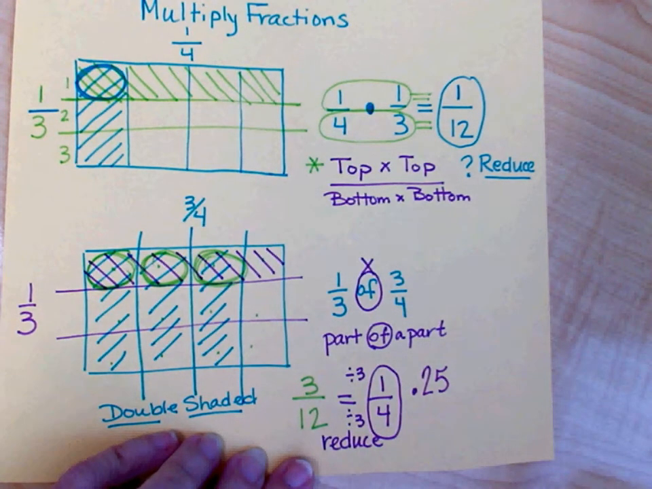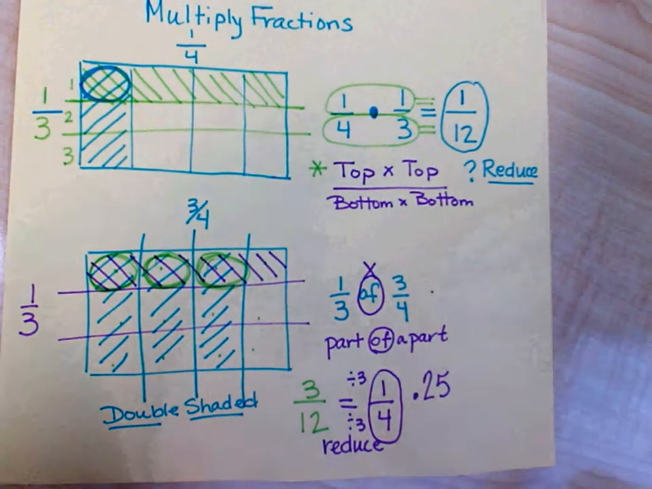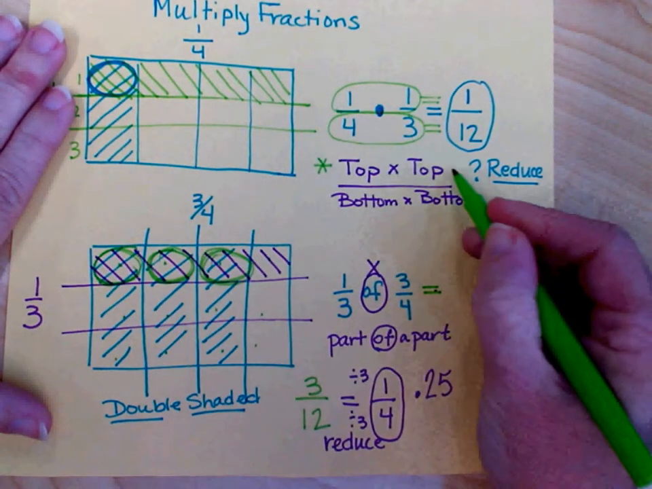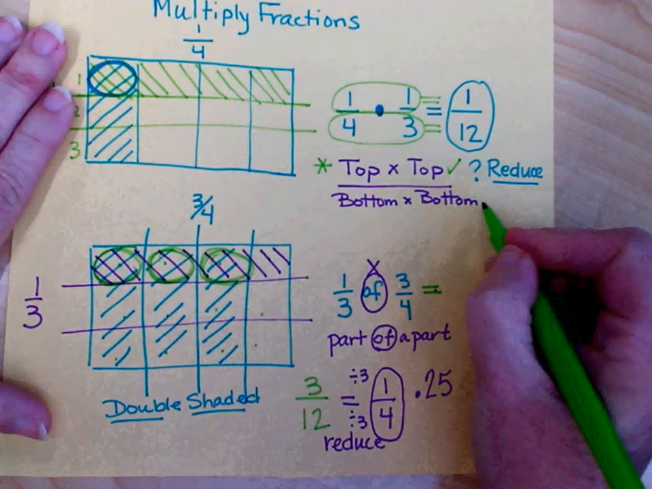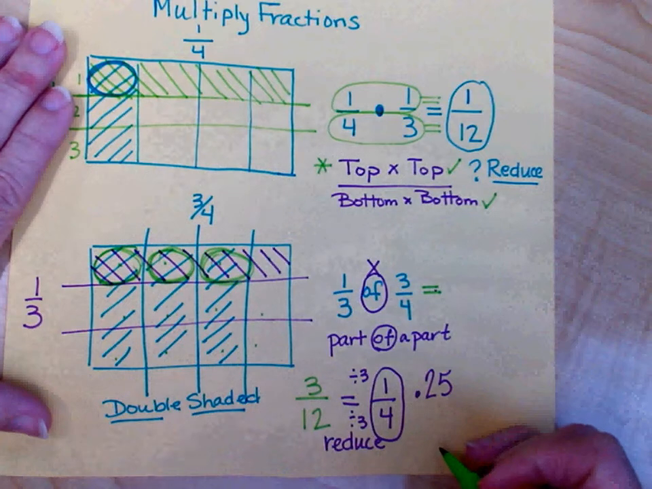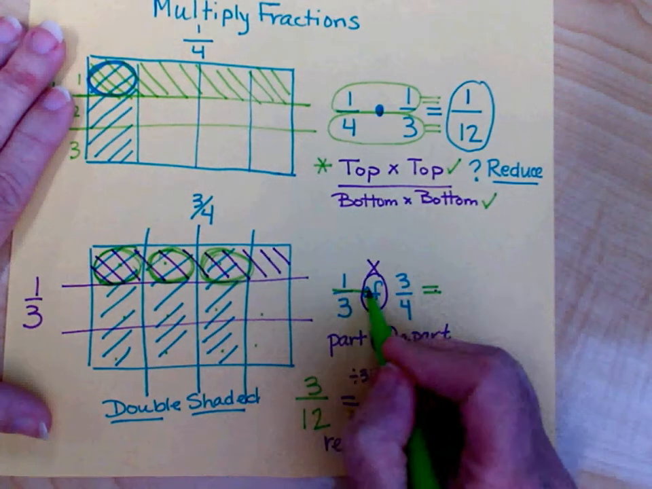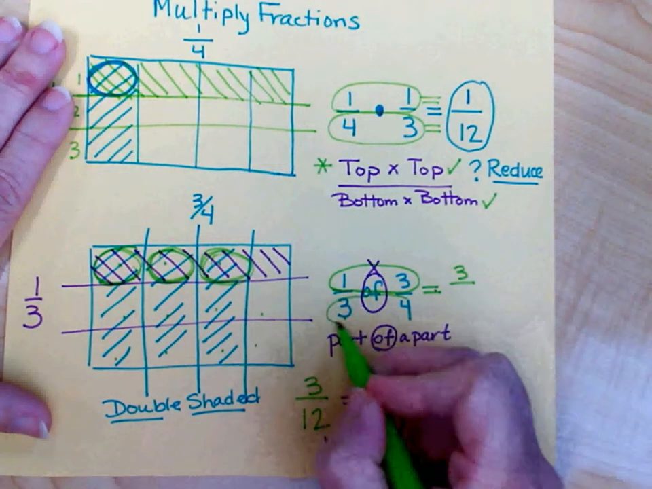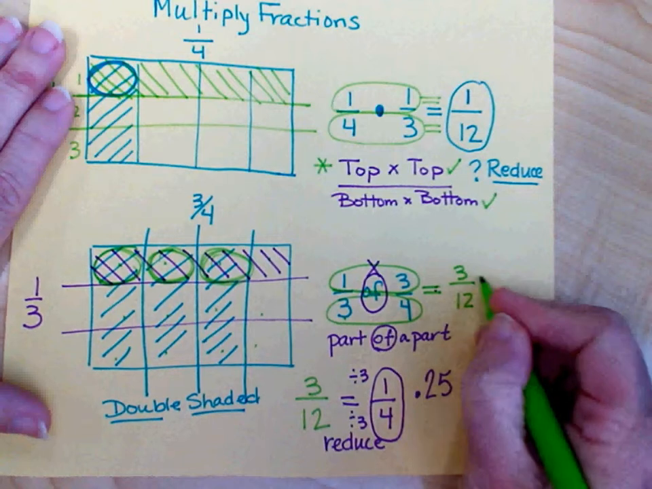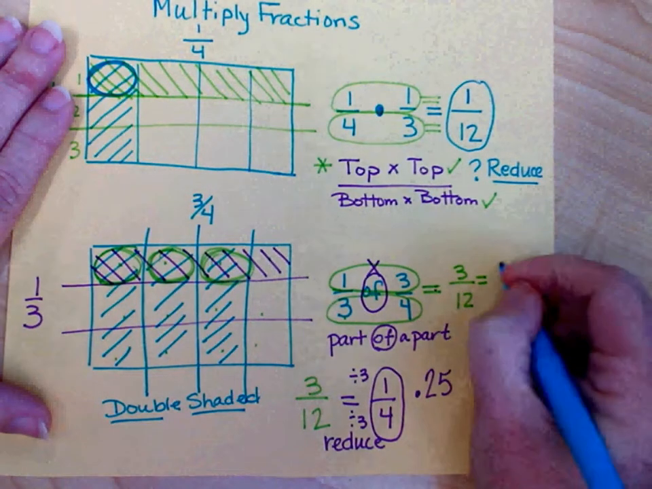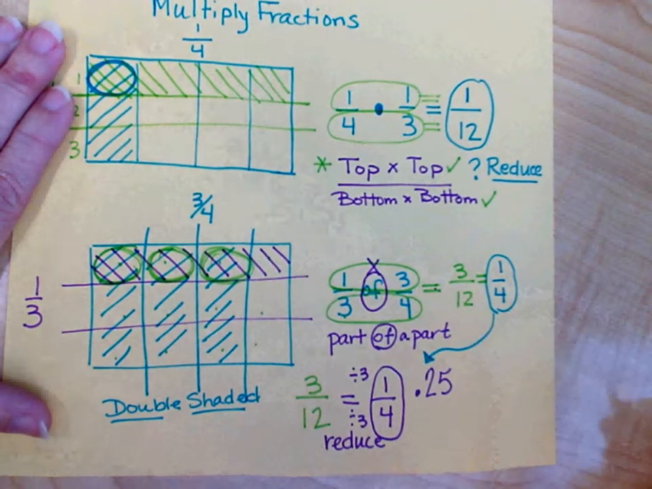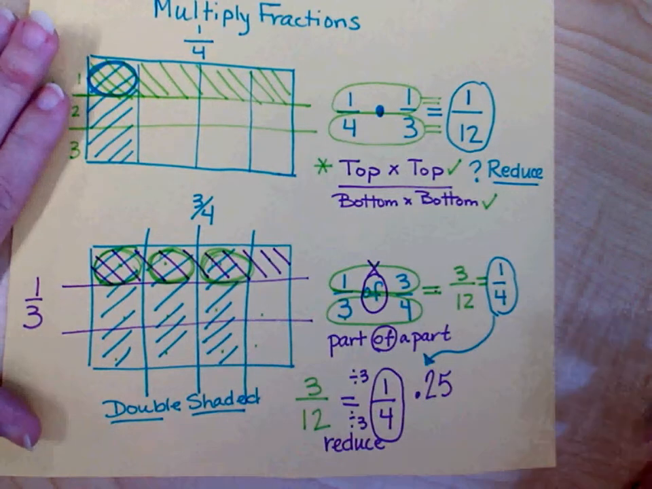So let's go back up to our problem up here. If I stick to those rules of top times top, bottom times bottom, will I come up with the same answer? So let's give that a try. Top times top, 3. Bottom times bottom, 12. And can I reduce? Yes. Did we come up with the same answer as our picture? Absolutely. Good job. Now you're going to give it a try.